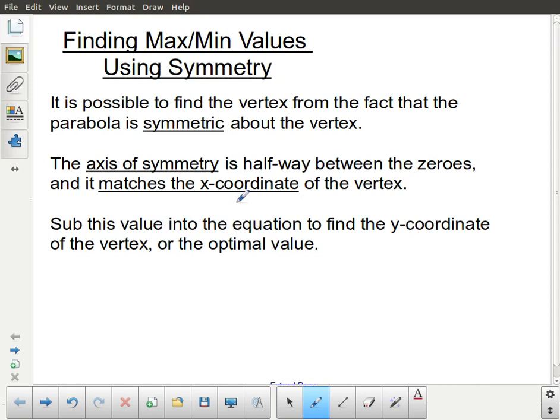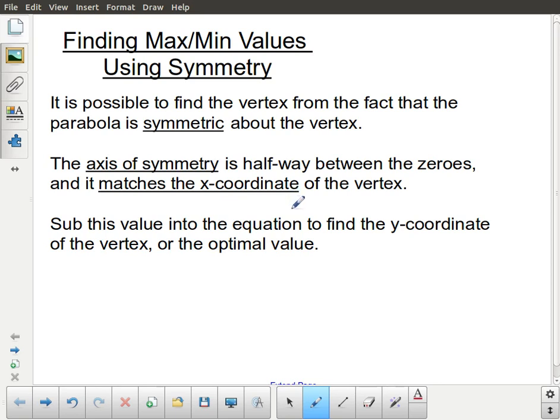And the axis of symmetry has some other properties that are quite useful. For example, because of symmetry, the axis of symmetry will be halfway between the zeros, and we can make use of that. And the other thing to keep in mind is that the axis of symmetry matches the x-coordinate of the vertex. In other words, the axis of symmetry goes through the vertex of the parabola.